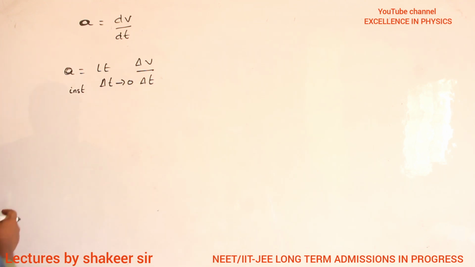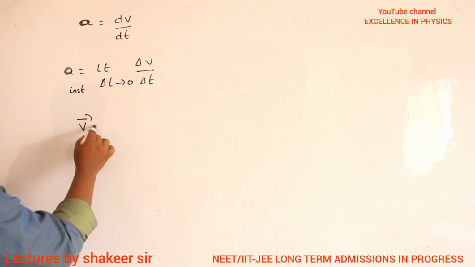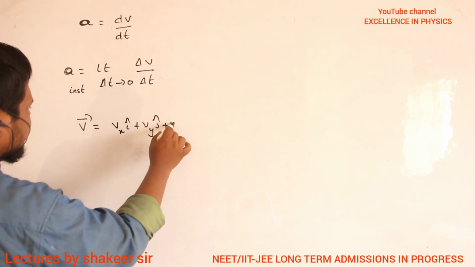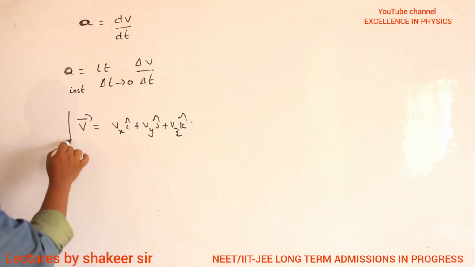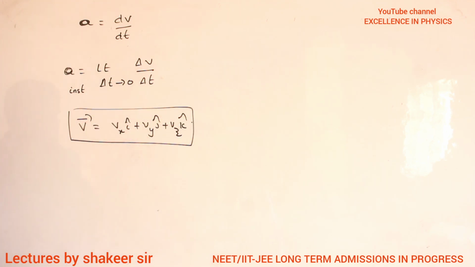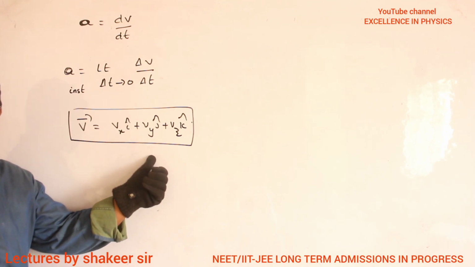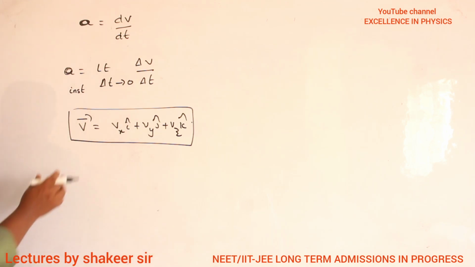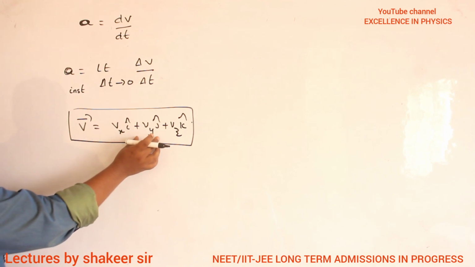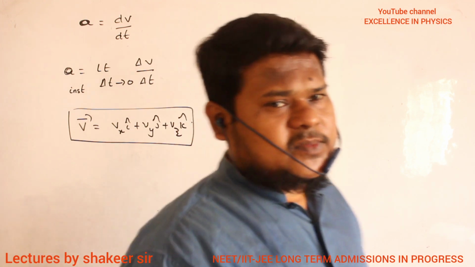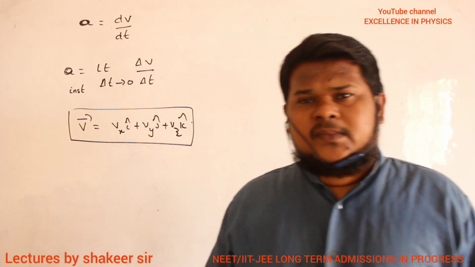Clear? So for example, if a velocity is 3-dimensional, what is meant by that? I can write v vector is equal to vx i cap plus vy j cap plus vz k cap. For example, if I write the velocity vector like this, can you say what is the meaning of this velocity? What is the meaning of this vector? Can you say?